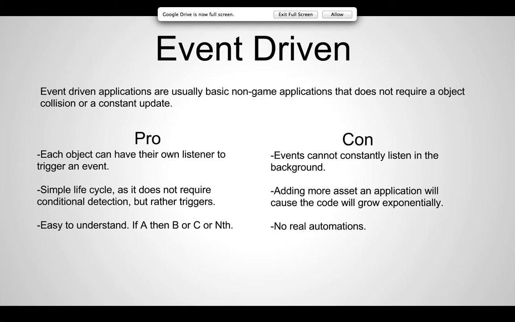The biggest problem with it is you can't have constant control. You can't record data off of it constantly per frame. You can only record data when an event is triggered. So there's really no automation.